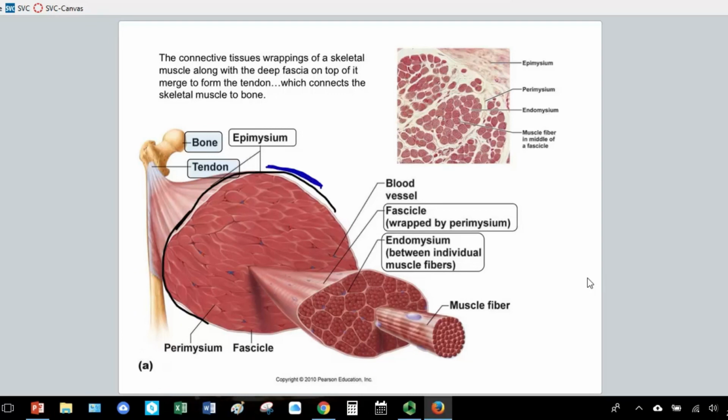And then we have something called a perimysium. A perimysium is the connective tissue sheath around the fascicle. And then we have an endomysium, and that's the connective tissue sheath around the muscle cell itself.